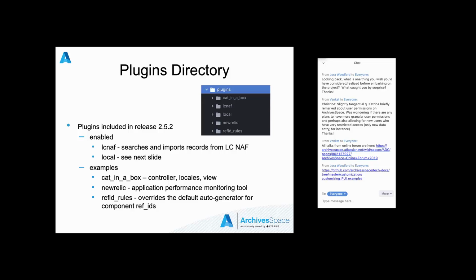There's a New Relic plugin. New Relic is an application performance monitoring tool, and if you want to use New Relic, there's a cost to that. This is a plugin that shows you how you can use that on your local site. There's also a RefID rules plugin, and this overrides the default auto-generator for component RefIDs. So these are pretty good examples for you to look at to see where code got placed, to give you an idea of what you might need to do if you want to create your own plugin.